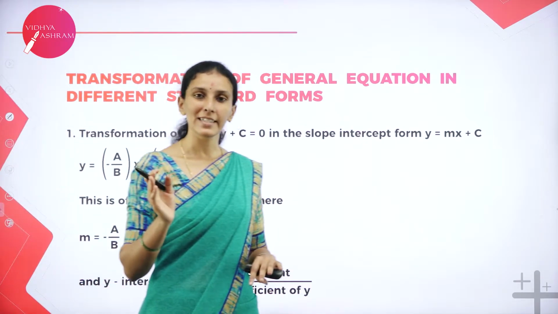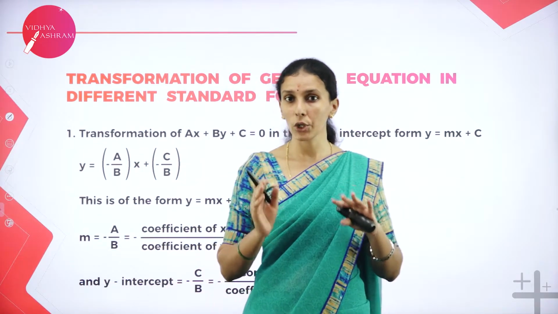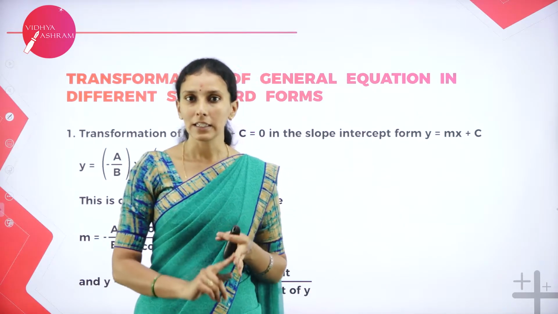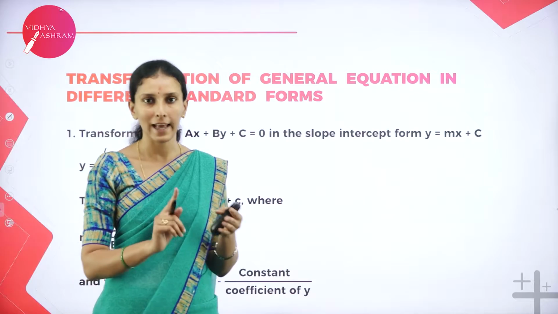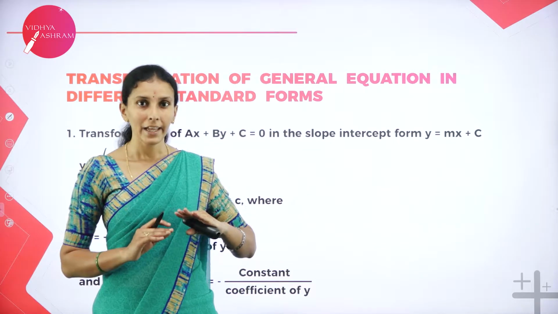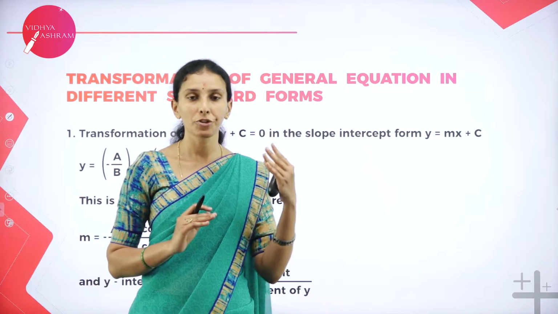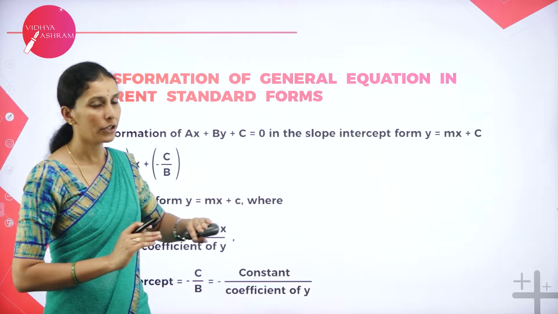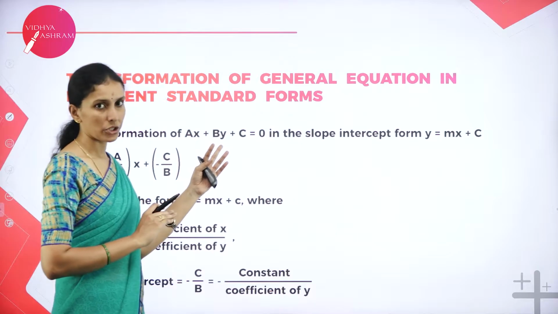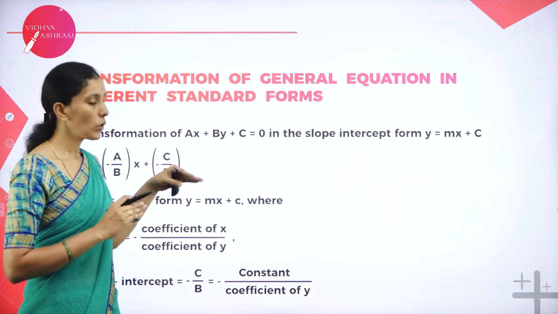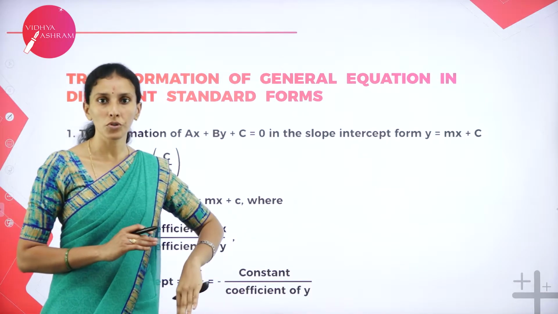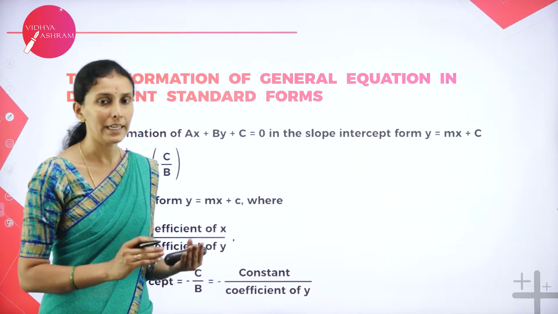Now here we have transformation of the general equation into different standard forms. In our previous session we have learned how to write the equation in point-slope form, slope-intercept form, normal form, like that. Similarly, there we have written the equation of a line on the given condition. Then we have converted it into the general form of an equation. Now the equation is given in this form. Let us convert it into those forms on the conditions given.